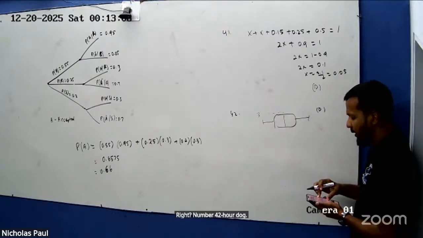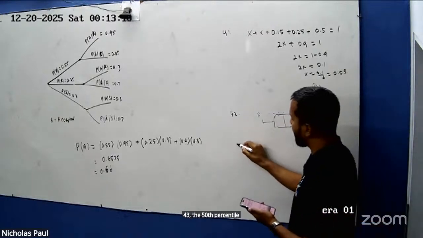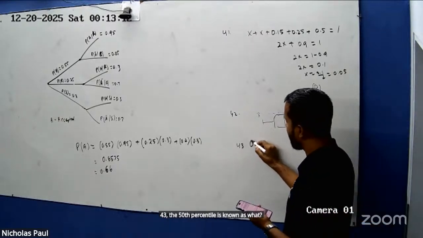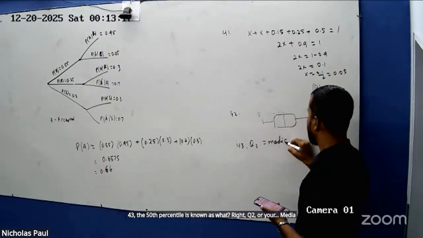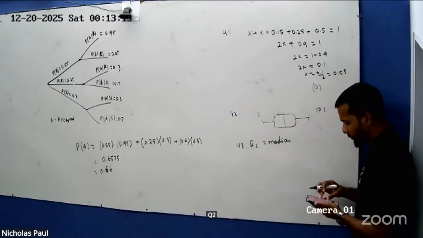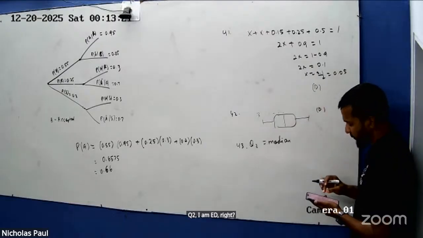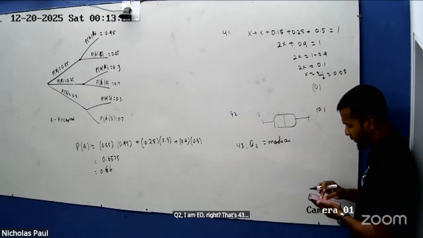43, the 50th percentile is known as what? Right, Q2 or your median. Q2 or your median, right? That's 43.